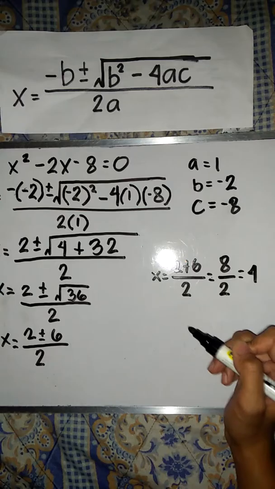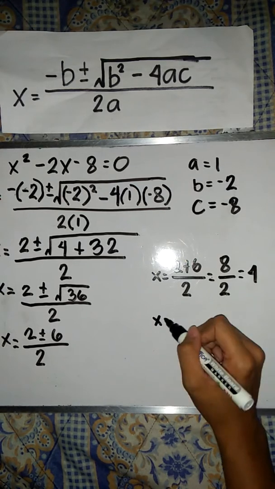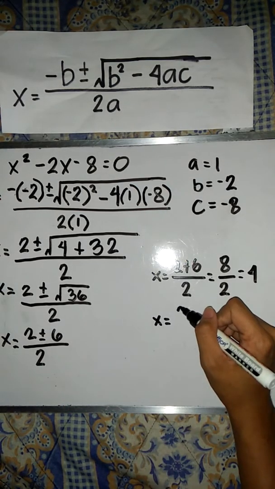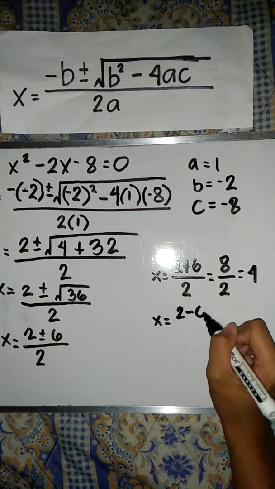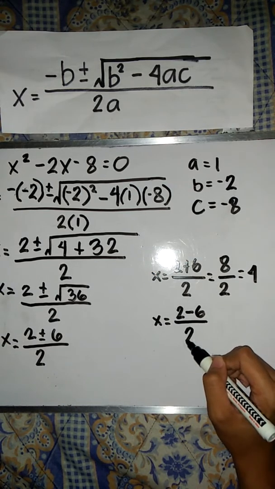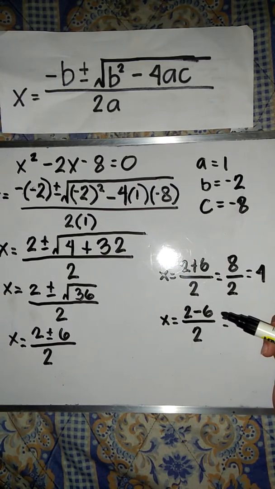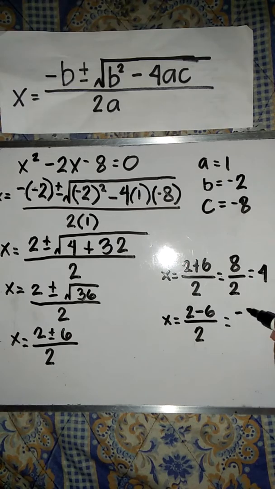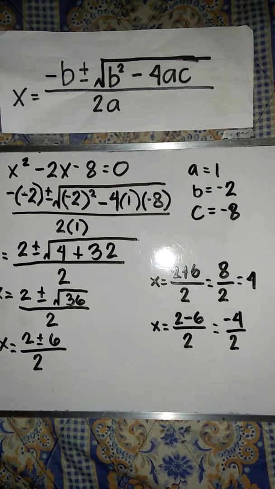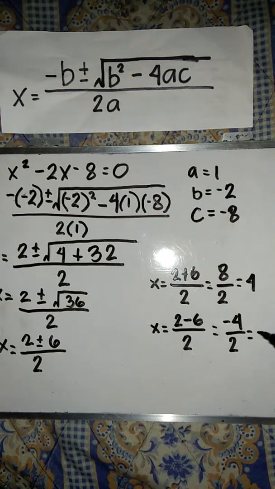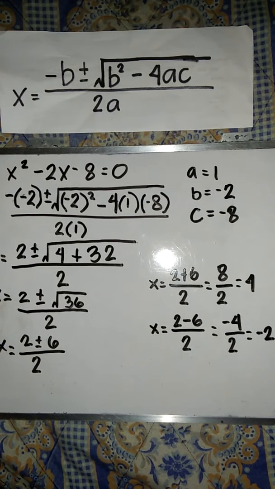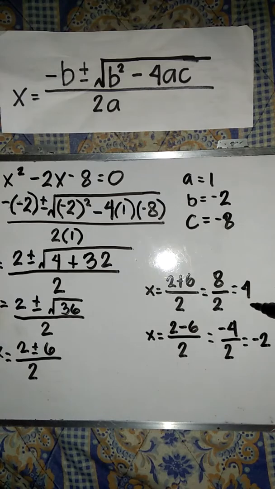So let's use the subtraction. So x is equal to 2 minus 6 all over 2. 2 minus 6 is negative 4. So negative 4 over 2. Negative 4 divided by 2 is negative 2. So therefore, the values of x are 4 and negative 2.